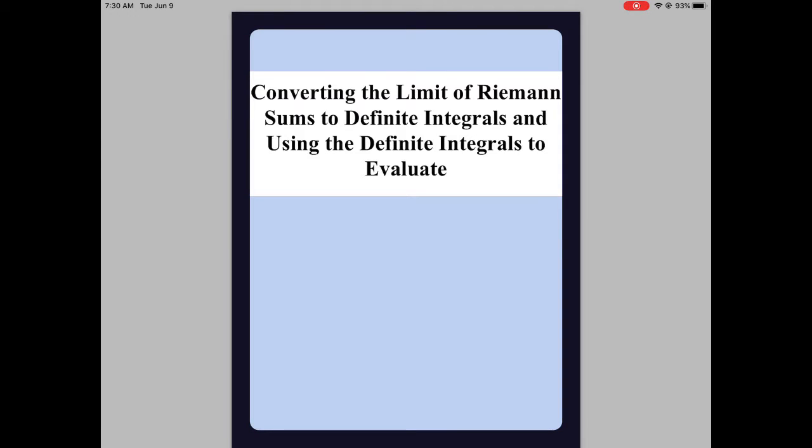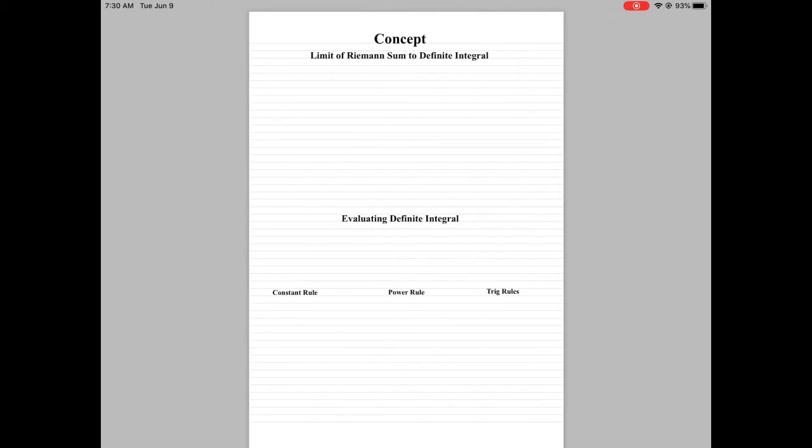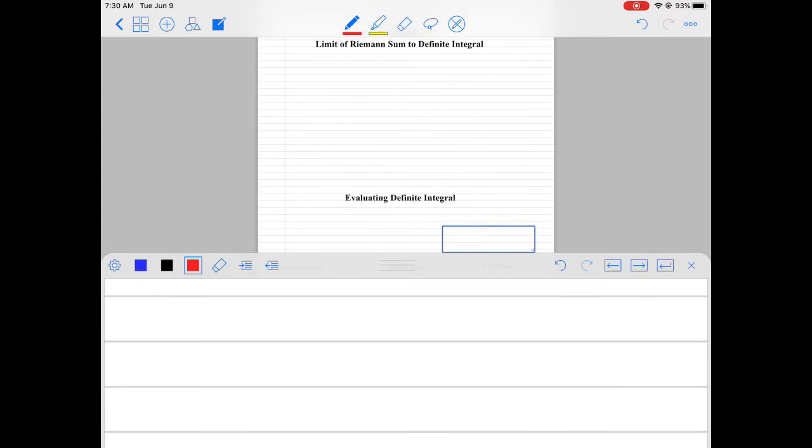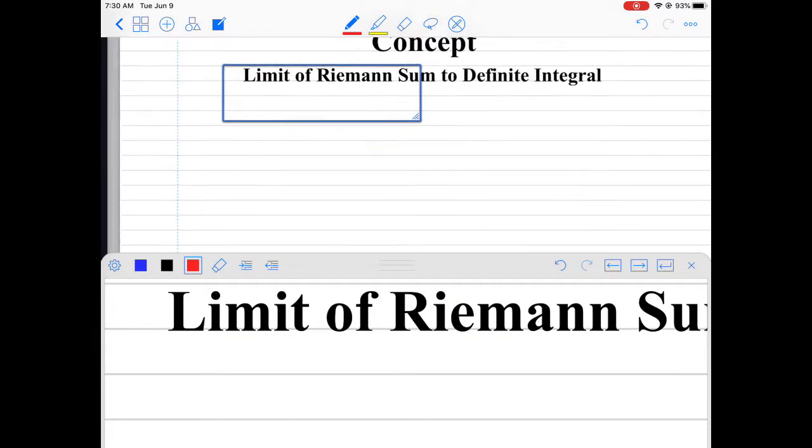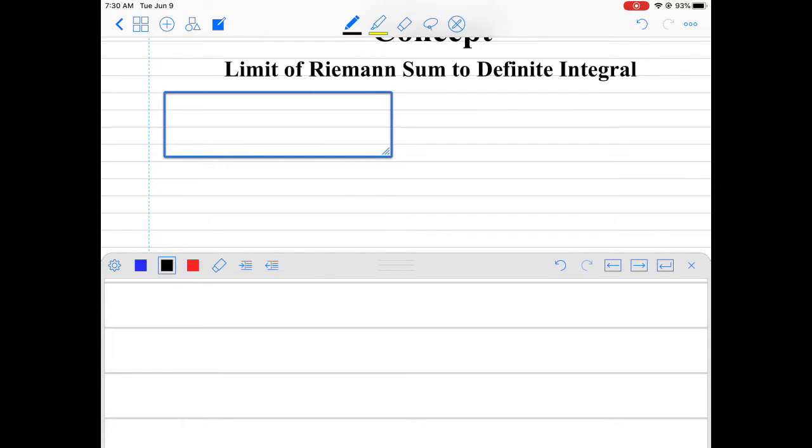Today we'll be learning how to convert the limit of Riemann sums to definite integrals and use the definite integrals to evaluate. This is vital in calculus in order to find the exact value of the area under the curve. The limit of a Riemann sum as n, the number of subdivisions, approaches infinity, is equal to the definite integral of a continuous function f over the interval a comma b.